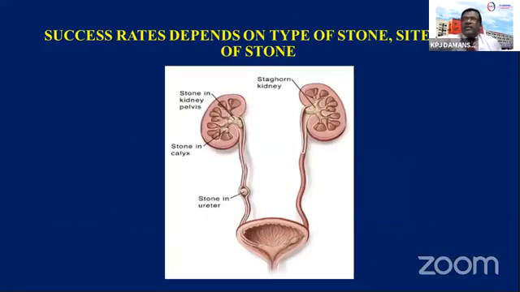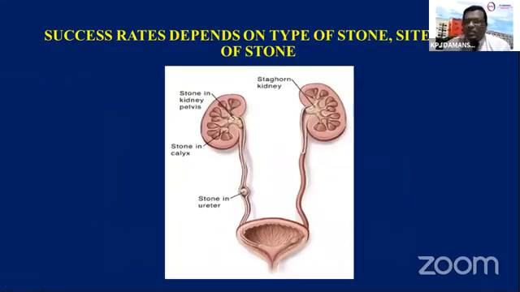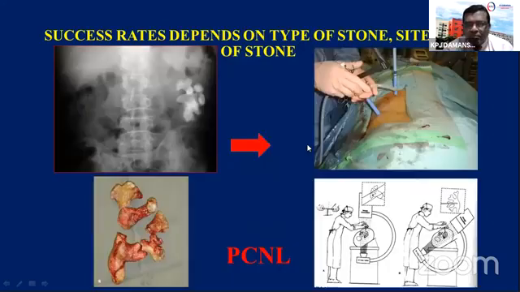Now the success rate depends on the type of stone, the site of stone, and many other factors. It depends on whether the stone is in the kidney, the stone is in the ureter, and depends on how big the stone is. I'll give you an example of how this can be done.